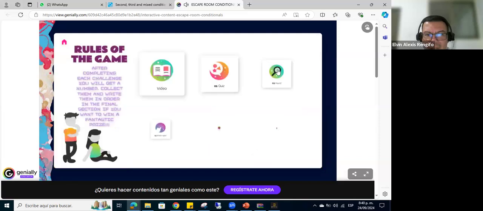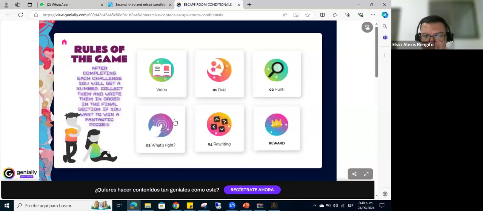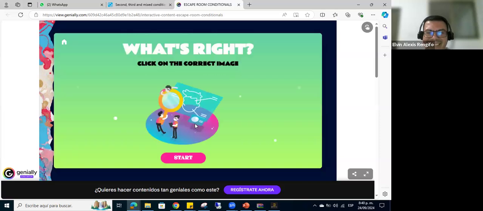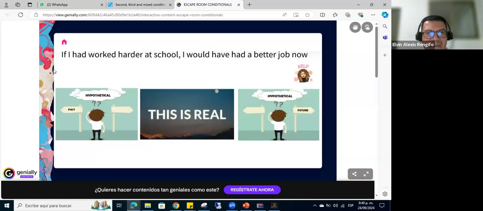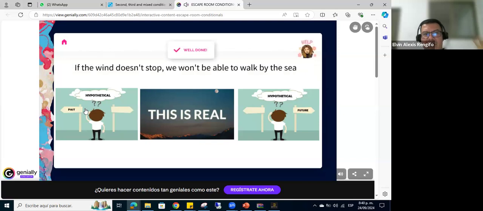Okay, we're doing good. We just need 3 more exercises to finish with the conditions. If I had worked harder at school, I would have had a better job now. We just have to say if this is real, past hypothetical or future hypothetical. This is past hypothetical, just to give you an example.